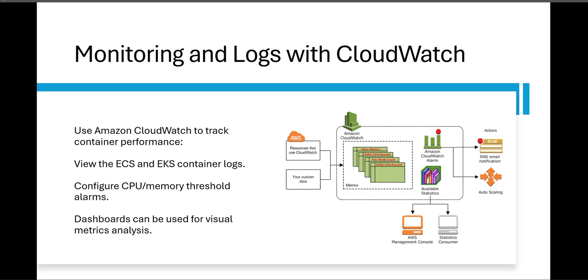Monitoring and logs with CloudWatch. Use Amazon CloudWatch to track container performance, view ECS and EKS container logs, and configure CPU and memory threshold alarms. Dashboards can be used for visual metrics analysis. Once your containers are running, you will want to monitor them. CloudWatch captures logs, metrics, and alarms for ECS and EKS containers. You can view CPU and memory usage, set up alerts for spikes, and analyze logs in real time. It helps troubleshoot issues quickly and ensures your containers run smoothly.